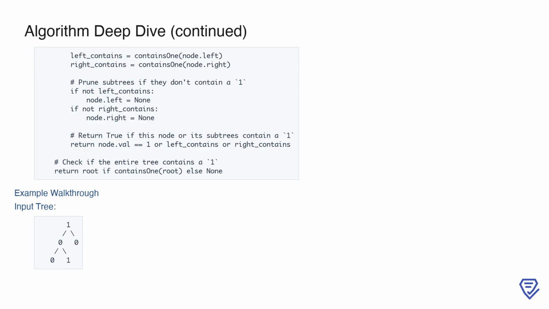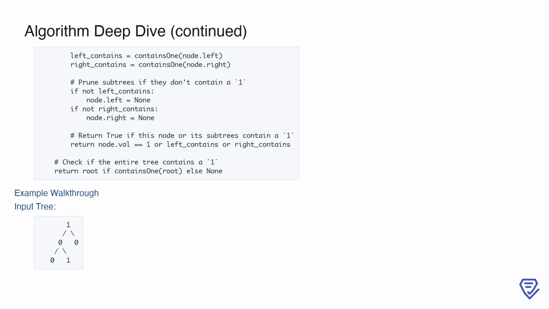The pruning process is complete when contains1 has been applied to every node, starting from the root. If the root itself does not contain a 1 and all its subtrees are pruned, the entire tree is set to null. Otherwise, the pruned tree is returned.